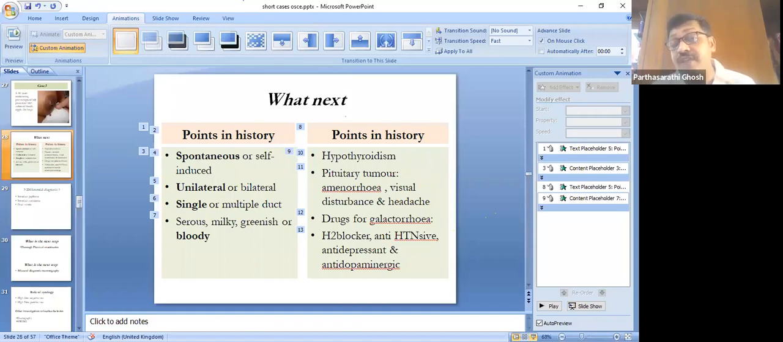And I mentioned in the case capsule that a bloody discharge can be seen in case of pregnancy. So history of pregnancy is very, very important. Right. Now, what will be your next step?